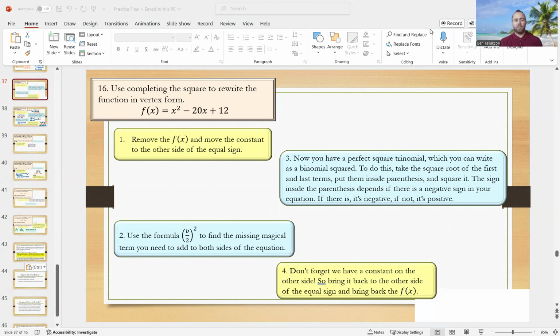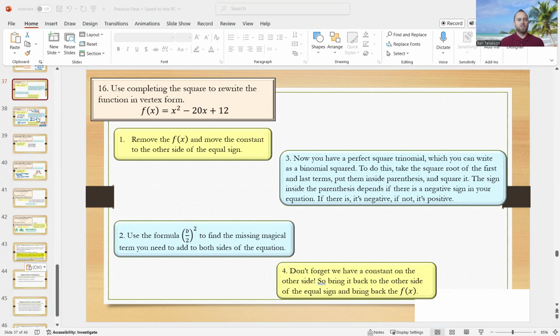So what we have is a quadratic function in standard form, and the only thing we're being asked to do is rewrite it in vertex form, and in order to do that, we have to use completing the square. Read the information on the board to help you solve this. And now let's check your work.